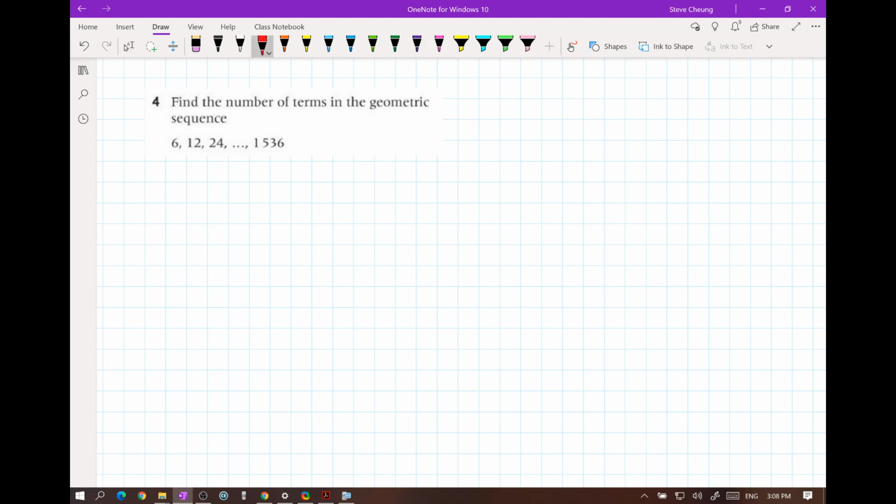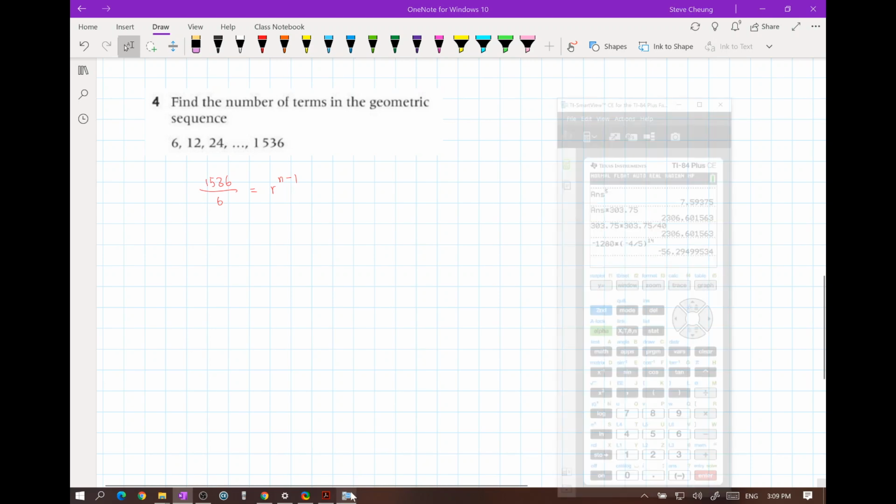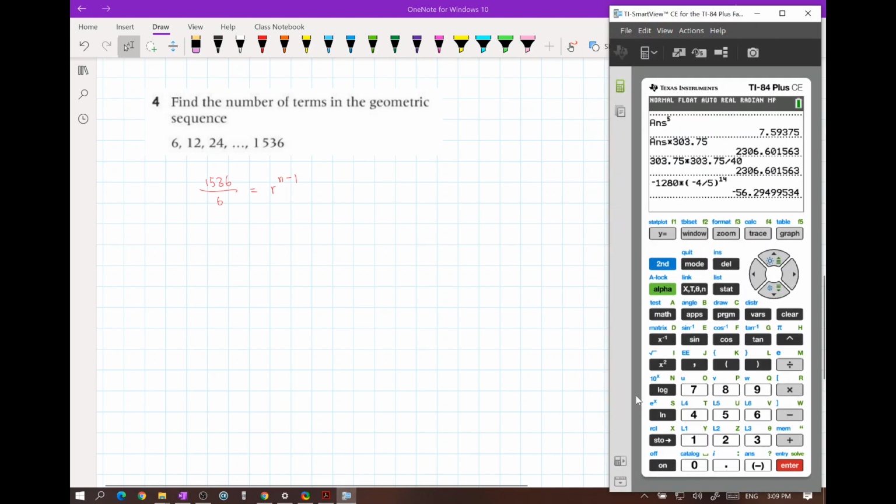You can do the last term divided by the first term. And then that will give us a number, but we were trying to find how many terms there are, right? If I take the last term and divide it by the very first term, I should have n minus 1 times the common ratio. Now, because I haven't taught you a logarithm yet, this could be a little bit annoying.